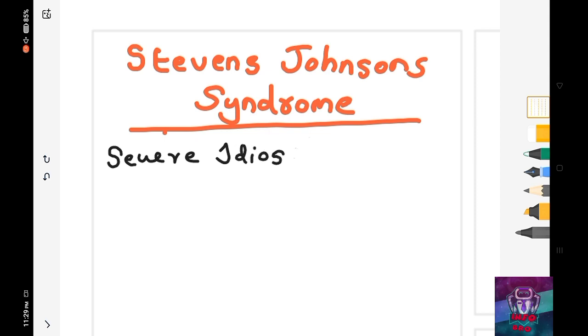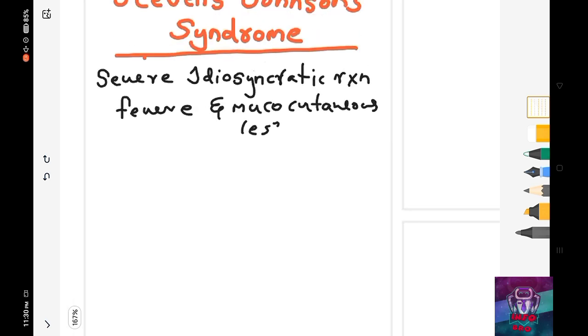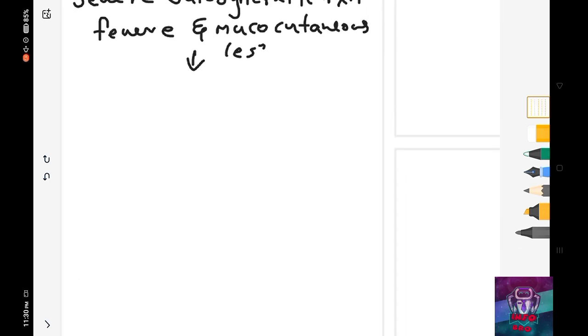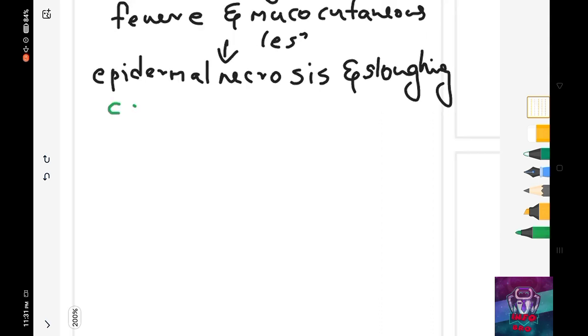It is a severe idiosyncratic reaction characterized by fever and mucocutaneous lesions. These lesions or fever can lead to epidermal necrosis and sloughing.